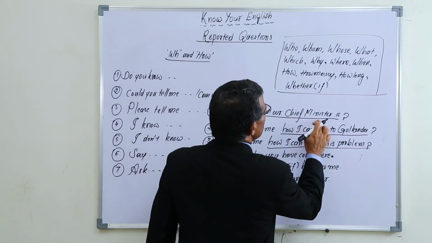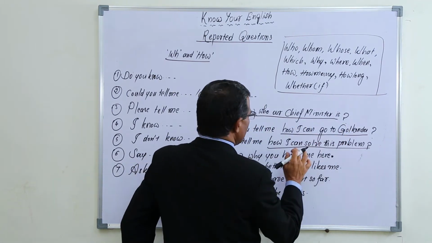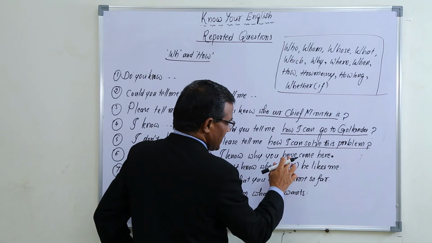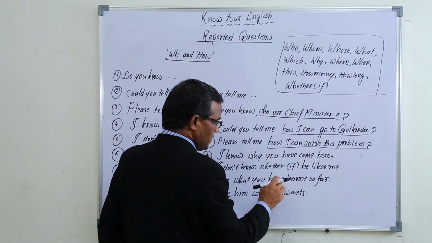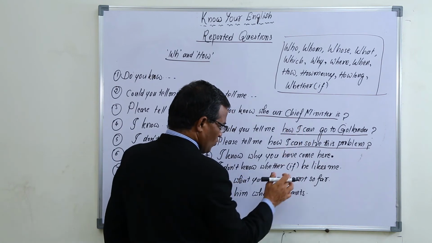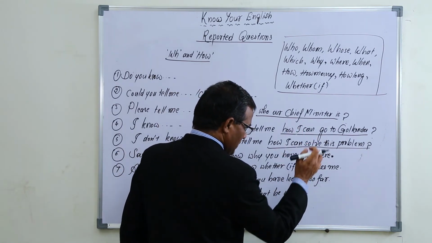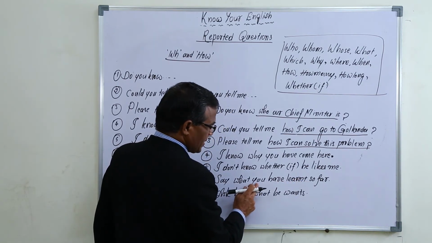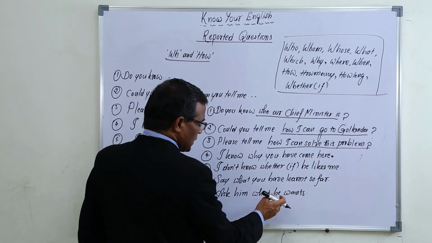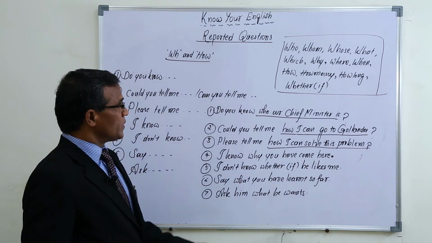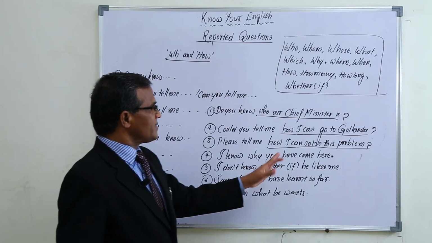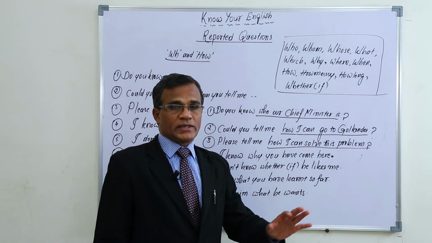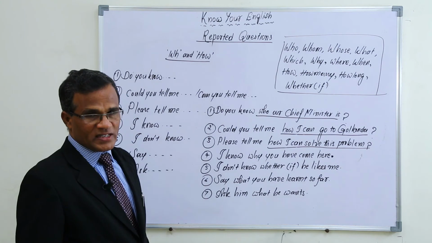Subject-verb order. Our chief minister, subject, is, verb. And here how I is subject, can go is verb, and in the same way I is subject, can solve, verb, and you subject, have come, verb, and in the same way he subject, likes, verb, and you is subject, have learnt is verb, and then he is subject, wants is verb. So by this you can understand the reported question form is subject-verb order, but the question form is verb-subject order. So we are just making it reverse.